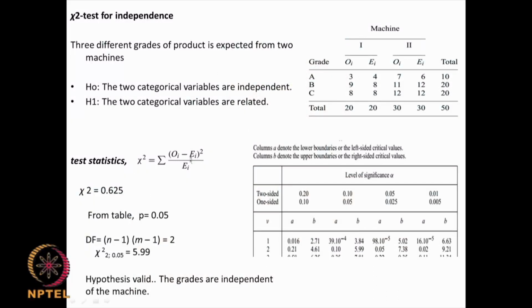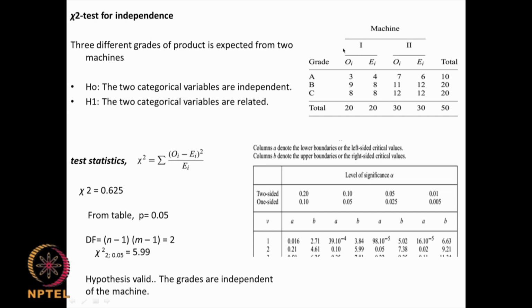Again here the test statistic will be observed minus expected, squared, divided by expected. So what will be the null hypothesis here? The two categorical variables are independent of each other, and the alternate hypothesis will be that the two categorical variables are related to each other. So the test statistic will be observed minus expected.